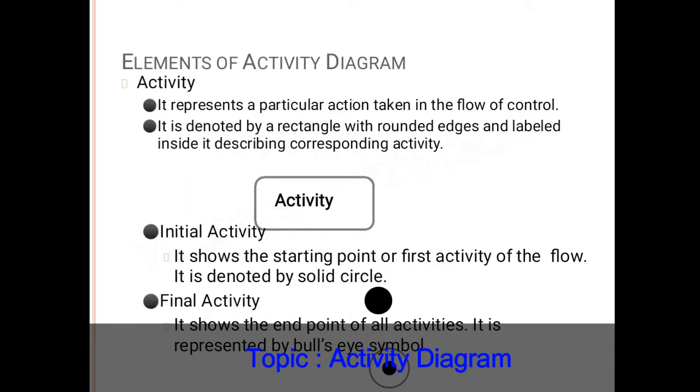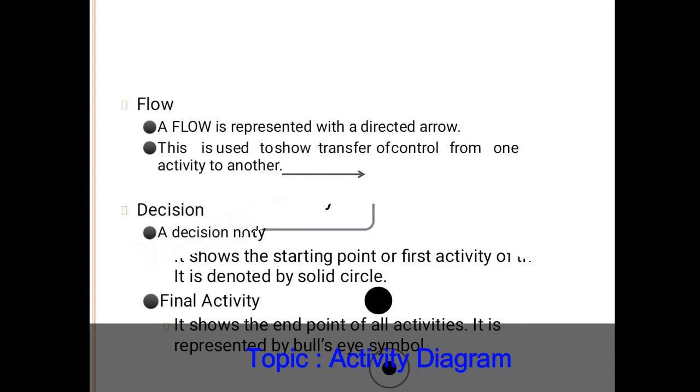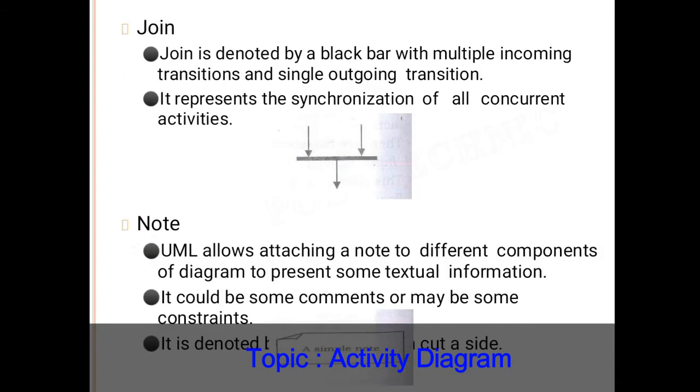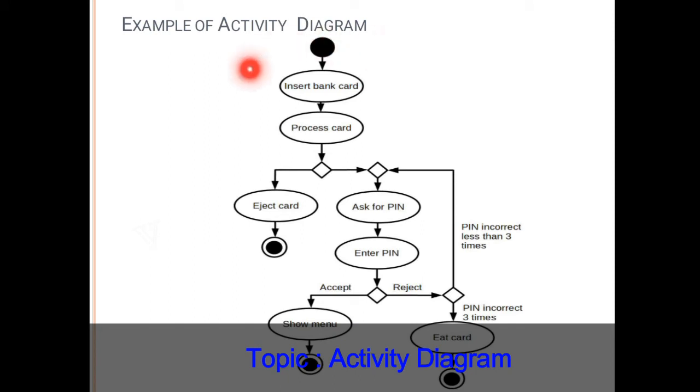So here we can also denote an activity within a rounded-edge rectangle, or we can denote an activity within an ellipse symbol. This is nothing but our activity, for example, insert a bank card, process card. This type of activity we have to write within a rectangle with round edges shape.